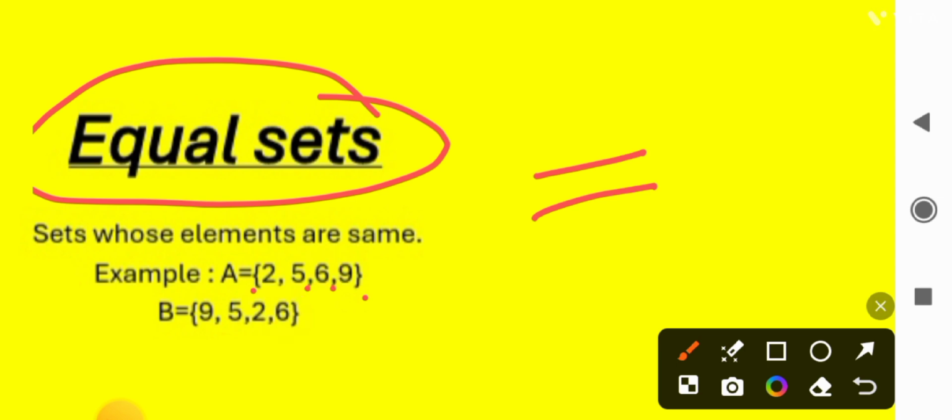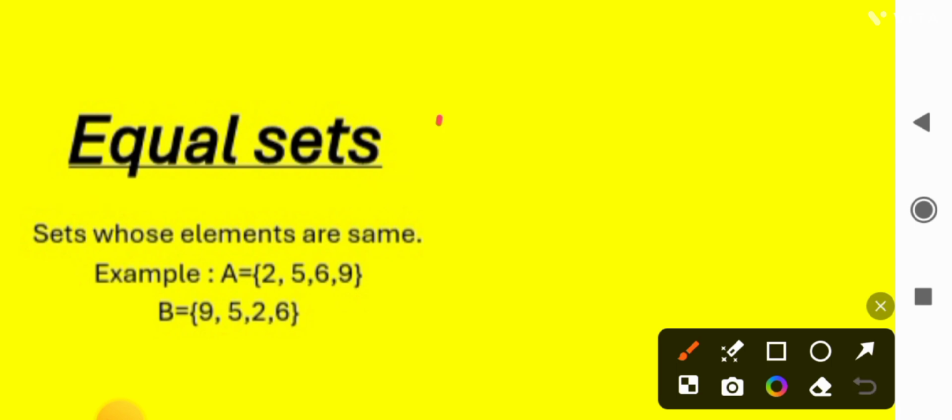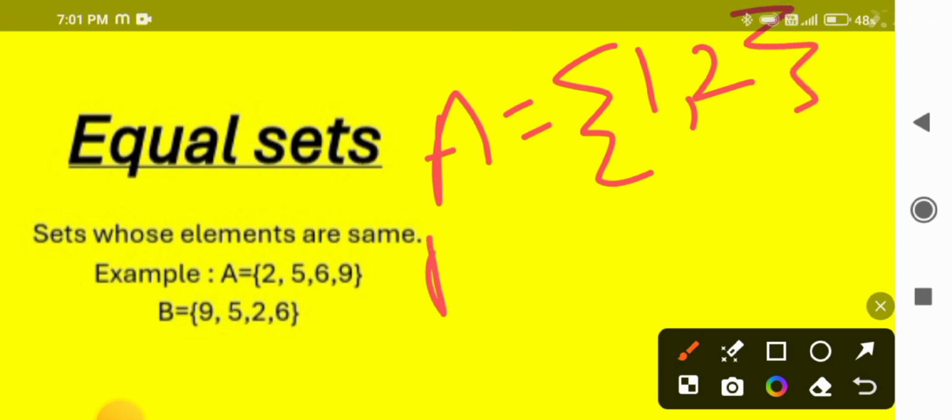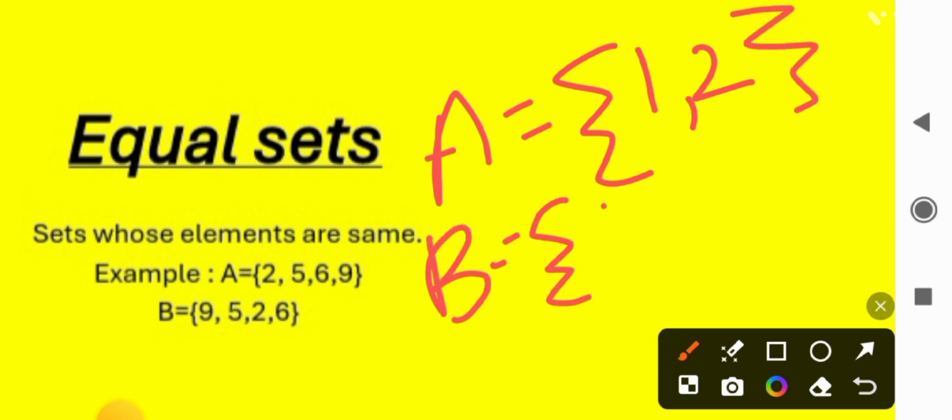Now let's take one another example. If we are having set A that contains elements 1, 2, and the next set B that contains elements 1, 2 and 3.